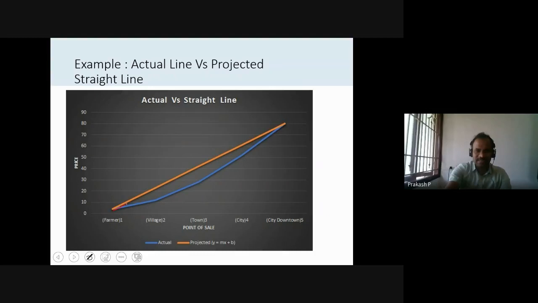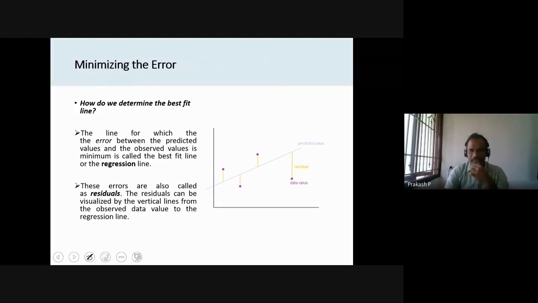So this should actually be a straight line. Now we are getting the form of a curved line. Now we need to determine whether it is the best line or not. So when can we say it is the best line?